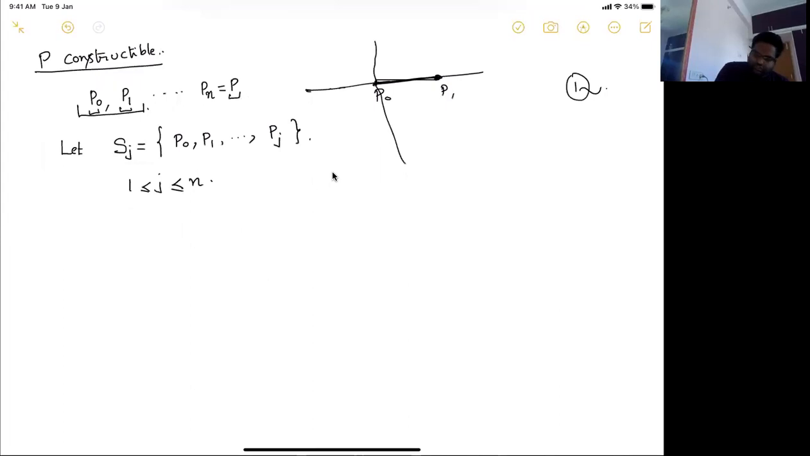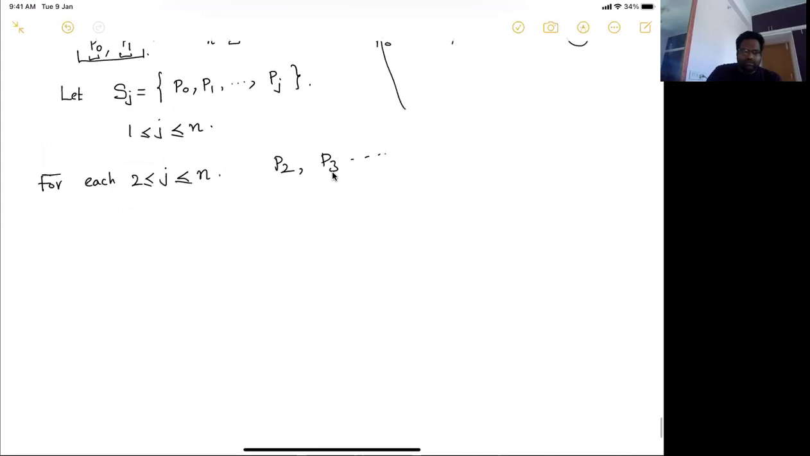So for each j, starting from the point P2, P3, and so on, each point Pj can be obtained as an intersection of two straight lines. Okay, how do you get the straight lines?